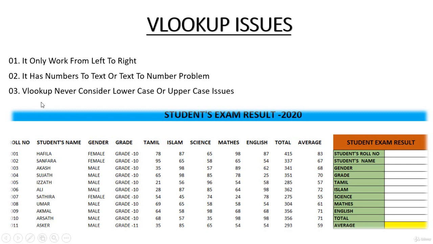The third problem is that VLOOKUP never considers lowercase or uppercase differences. It means that if you want to retrieve the data based on the student name, the lookup value, whether you write the student name in lowercase or uppercase, it never matters for the VLOOKUP function. If you write Hafila in small letters or lowercase, it will work. At the same time, if you write the student name Hafila in uppercase, it also works. Don't need to be worried about this demonstration.